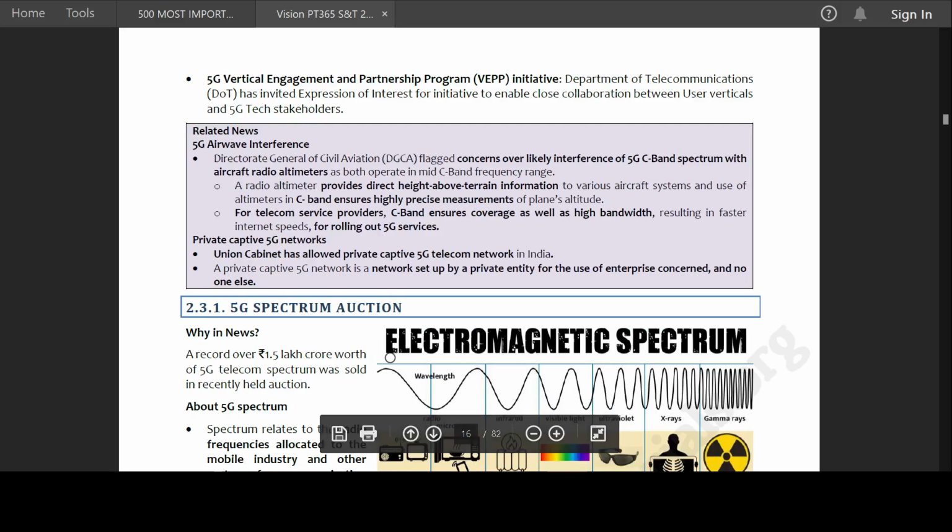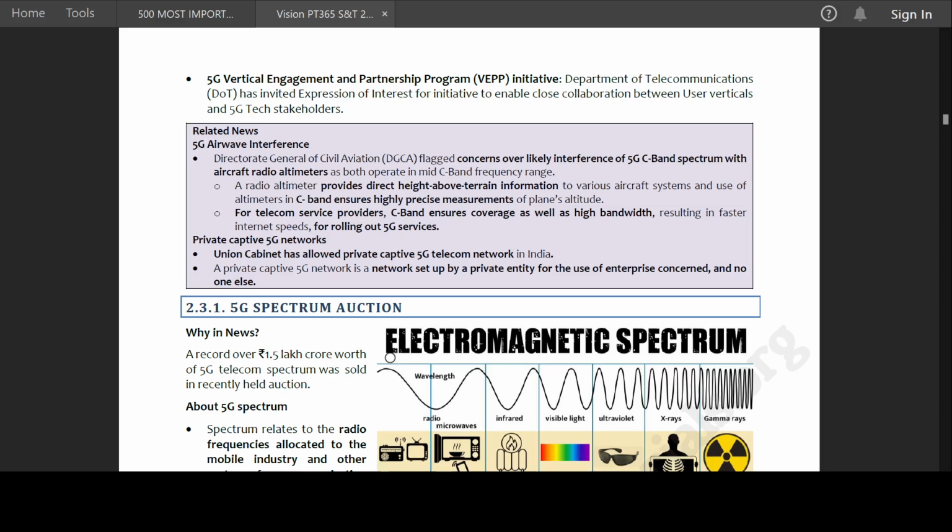5G Vertical Engagement and Partnership Program, VEPP initiative. The Department of Telecommunications, DoT, has invited expression of interest for an initiative to enable close collaboration between user verticals and 5G tech stakeholders. 5G airwave interference.